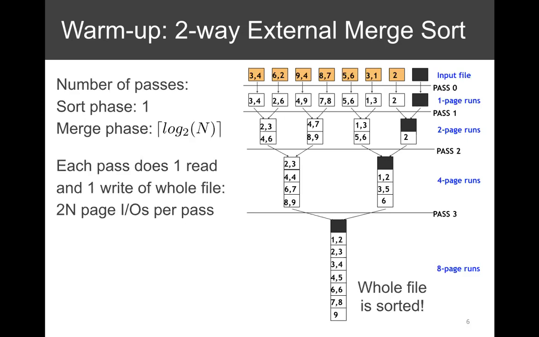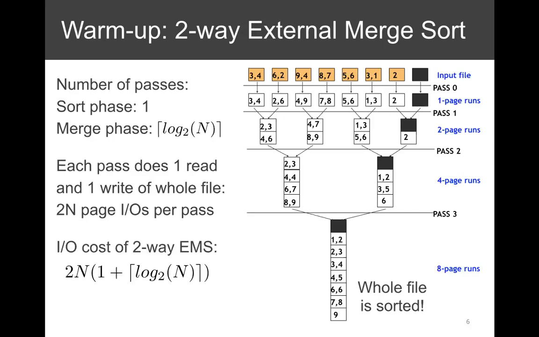Notice again that each pass does 1 read and 1 write of every page corresponding to the file or a temporary file. Therefore, the number of page IOs per pass is n plus n, which is 2n. And so the overall IO cost of two-way EMS is IO cost per pass, which is 2n, times number of passes, which is 1 plus log n to the base 2. Okay, so that is the formula. We will keep revisiting this formula as we modify the EMS procedure with different optimizations.